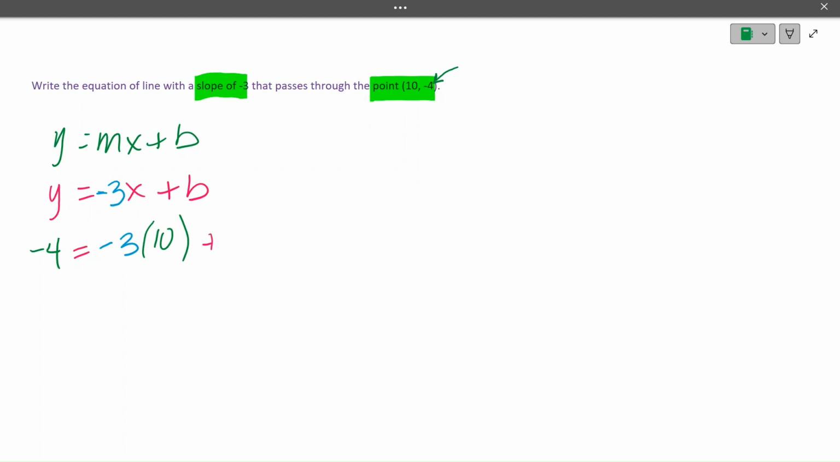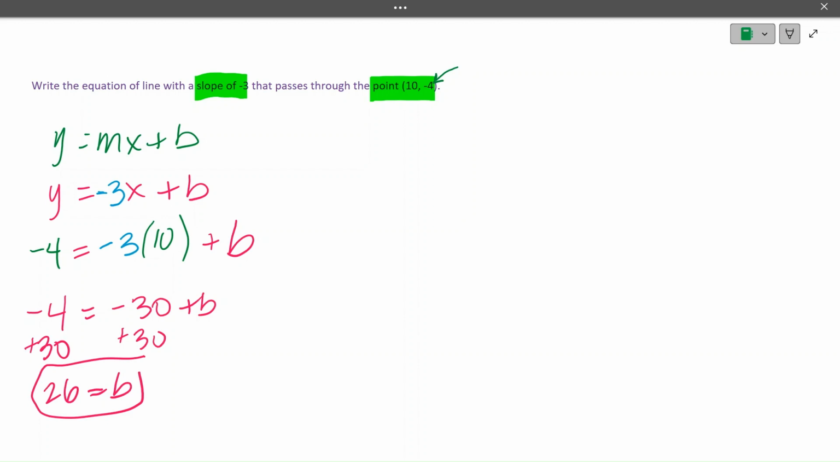The variable that we're left with is b. So I'm going to simplify this. I have -4 equals -3 times 10, which is -30, plus b. I'm going to get b by itself, so I'm adding 30 to both sides. When I do that, I end up with 26 equals b.